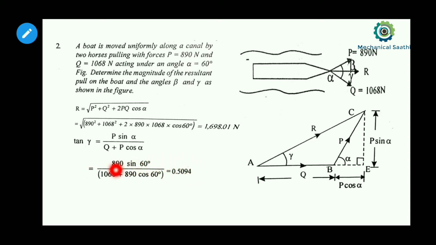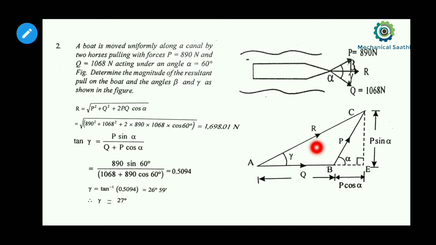Now let us find the value of gamma. That will be equal to tan inverse of 0.5094. So we get the value of gamma as 26.59 degree, which is nearly equal to 27 degree.